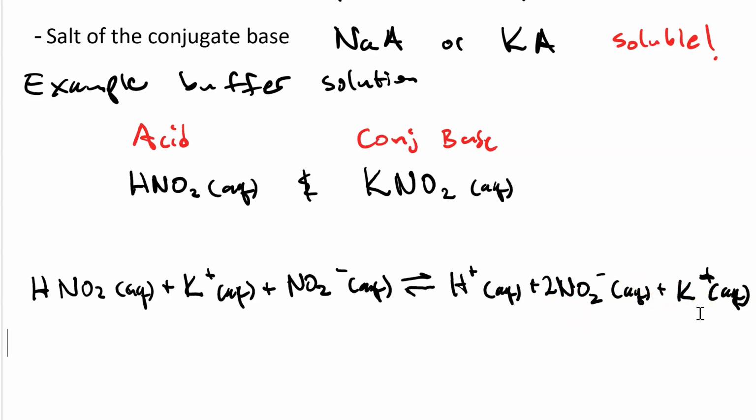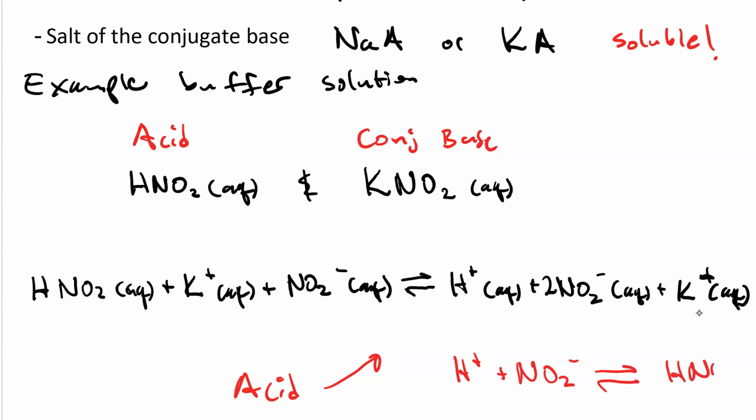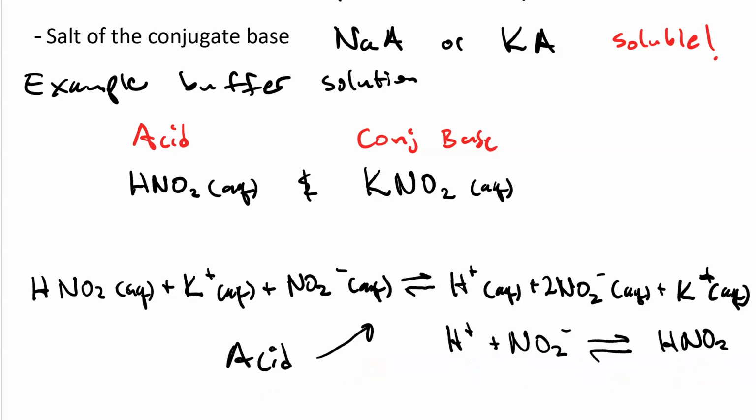Now, let's say we add acid to the solution. It can react with stuff on either side, but what's going to happen is H plus will react with NO2 minus to make more HNO2. So, in other words, the concentration of the hydrogen ion is essentially unchanged, and there's no change in pH when you add an acid.